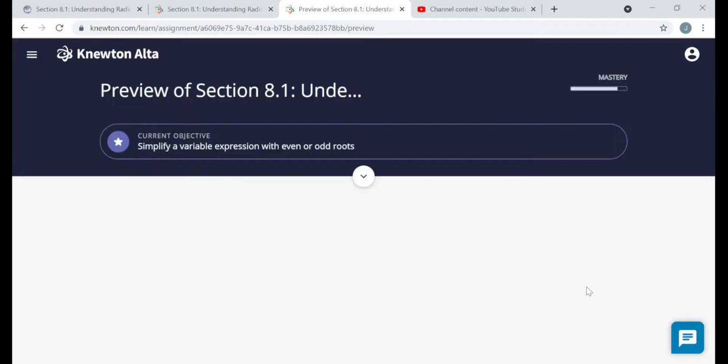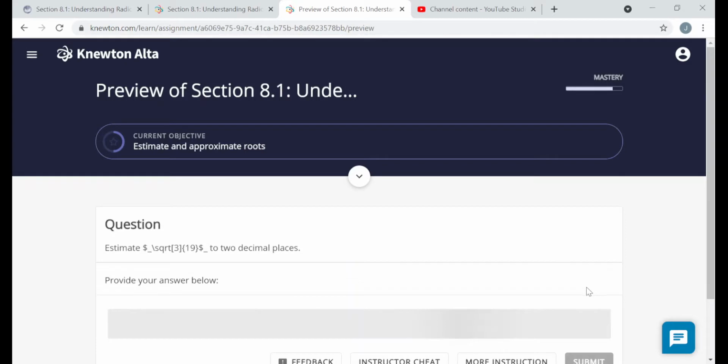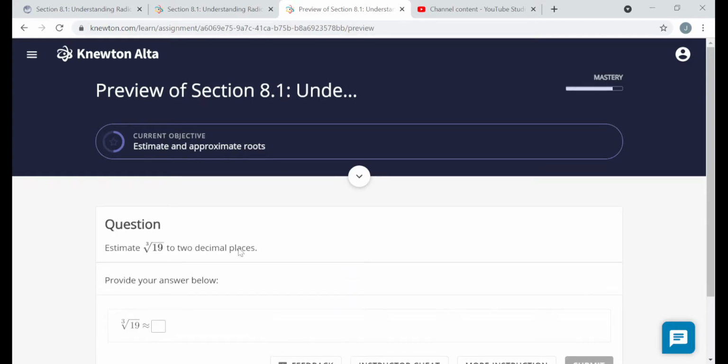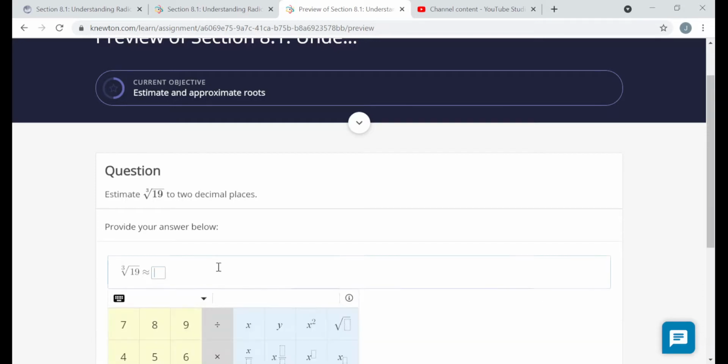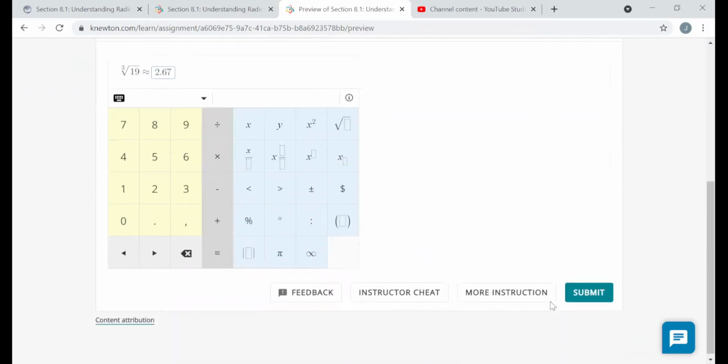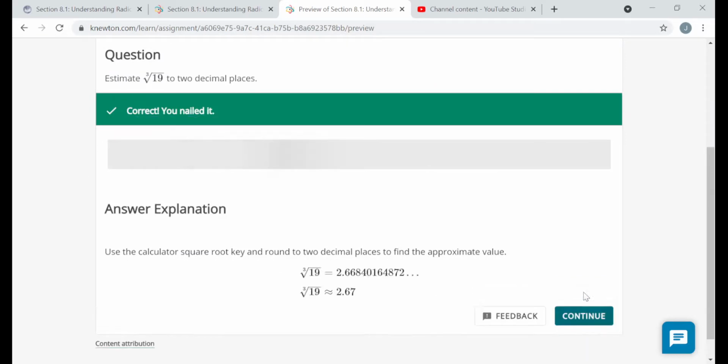All right, then the last objective yet to do. Still have two questions: estimate and approximate roots. So this is just another calculator one, which I already showed you a couple times. I'm just going to enter the cube root of 19 on the calculator. It's 2.6684 blah blah blah. It says round it to 2 decimal places, so 2.67. If it's 2.668, you'd bump that up to 2.67. And that's all, so you're using a calculator for those problems.